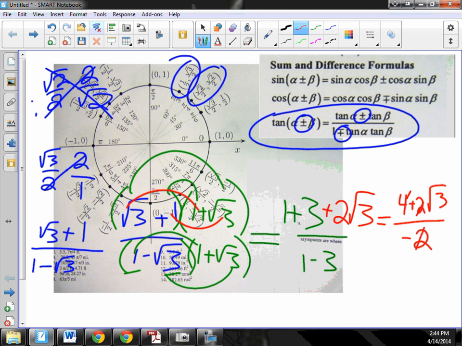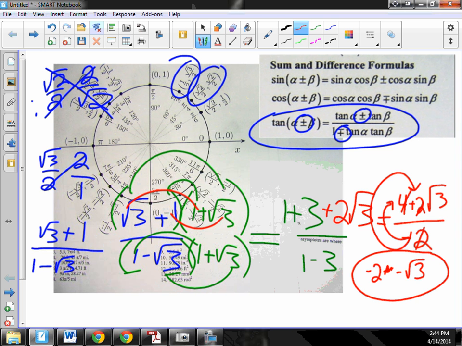So I can pull a 2 out of everything, and I'm going to move the negative to the top. So negative 2 plus, minus root 3. And that's the same answer we had before. And your tangent is always going to look something like that. 2 plus root 3, negative 2 minus root 3, negative 2 plus root 3, somewhere in there. I think they all look like that.